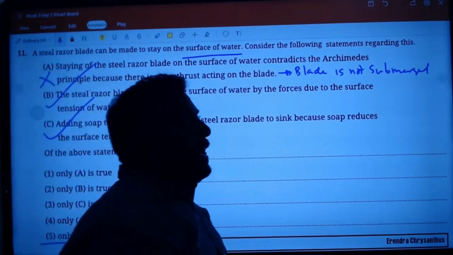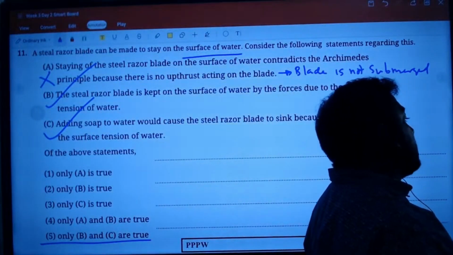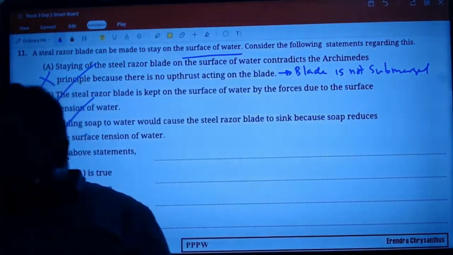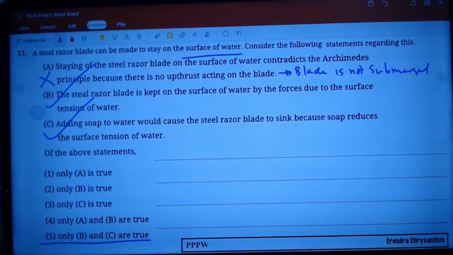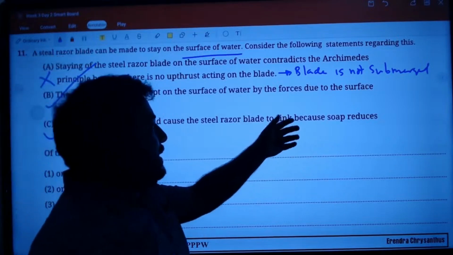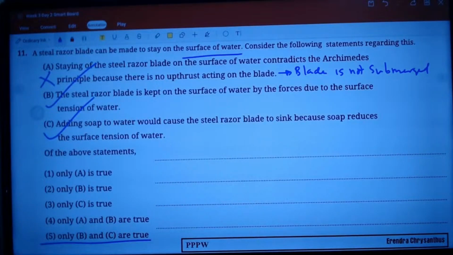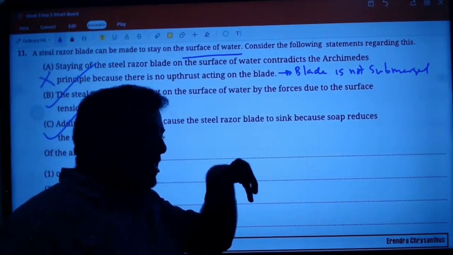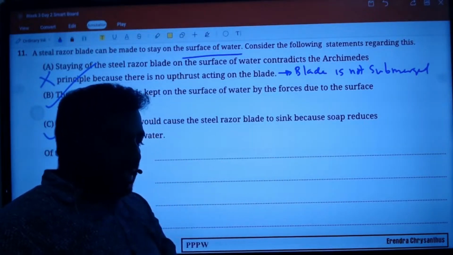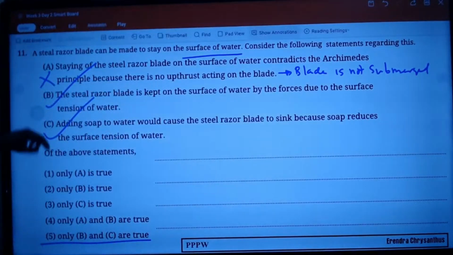Right there. When soap is added, the surface tension reduces, causing the razor blade to sink. Right. So how is it kept afloat? Because of surface tension. So if surface tension reduces, it will sink. Okay.